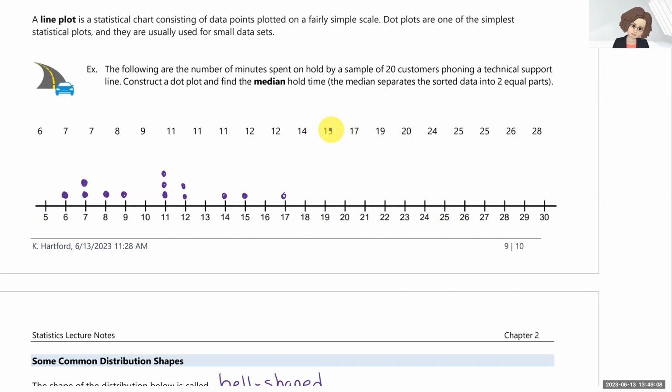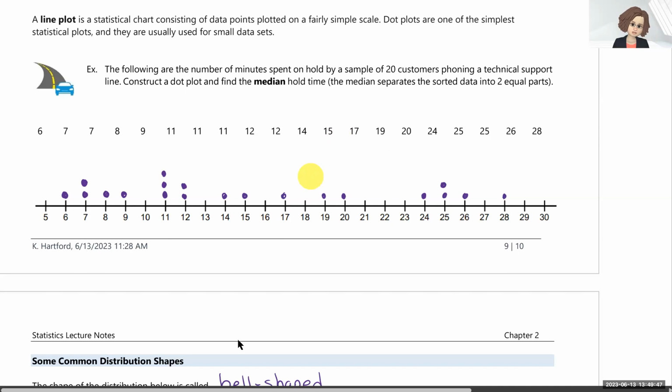and then 17, 19, 20, 24, 25, 25, 26, and 28. So I would like to give you more like 200 numbers instead of just 20, because it's kind of a small data set here. And we would generally not graph these by hand. You could have a computer help you out with this graph, as with many graphs. But just to get us started here, that is called a line plot or a dot plot.